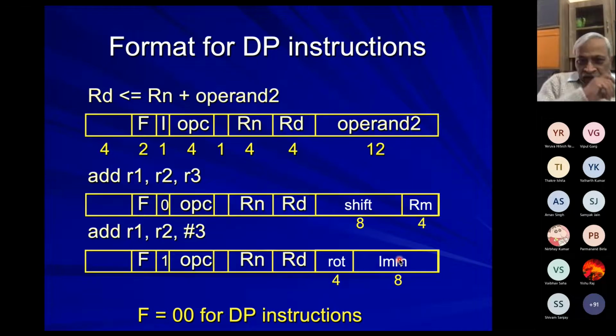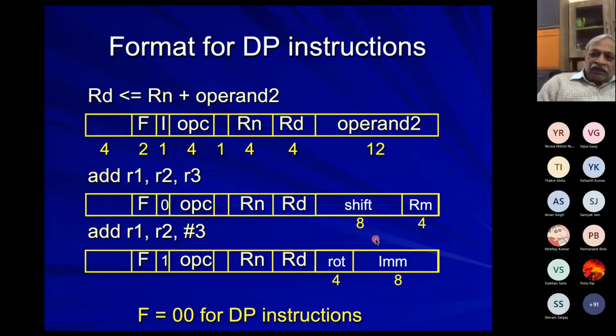Okay, now as far as the F field is concerned, I mentioned that for different groups of instructions there are different formats. So F equal to 00, it's a 2-bit field. It specifies that it's a DP instruction. All right. Now, I'm also indicating what is the role played by the remaining 8 bits if the second operand is a register, or the remaining 4 bits if the second operand is an immediate.